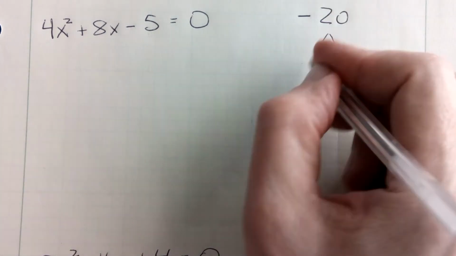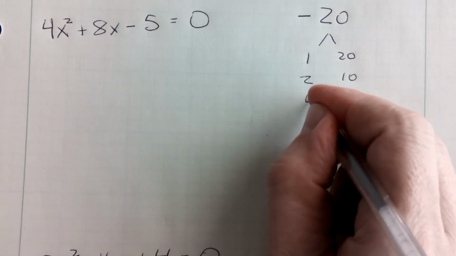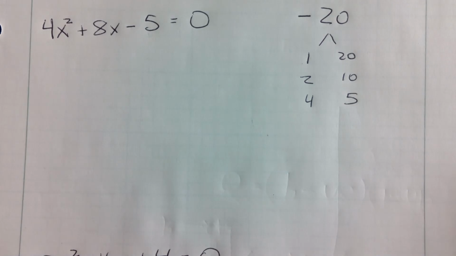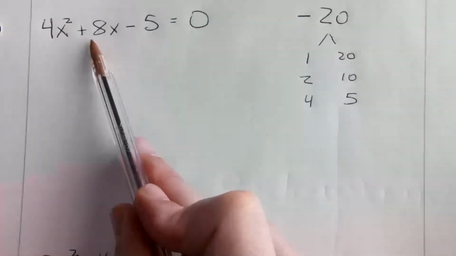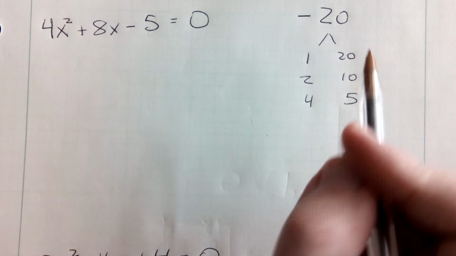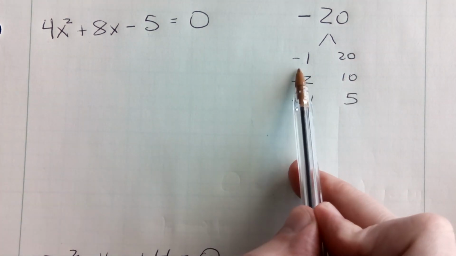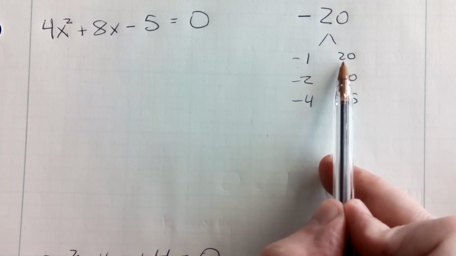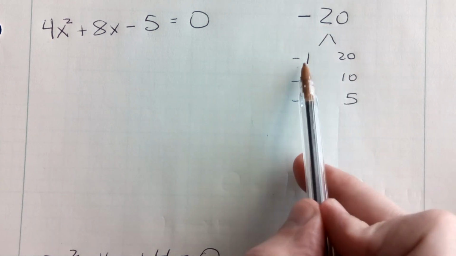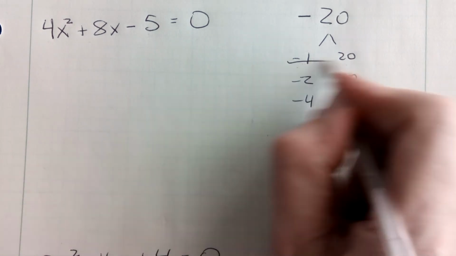So again, I'm going to write 1 and 20, 2 and 10, 4 and 5, and I don't think there's any other factors. Now, again, I want my sum to be positive, but my product to be negative, so I'm going to make the smaller one negative, and now I'm going to go through my process. Negative 1 times 20 is negative 20, but negative 1 plus 20 is not positive 8. That didn't work.